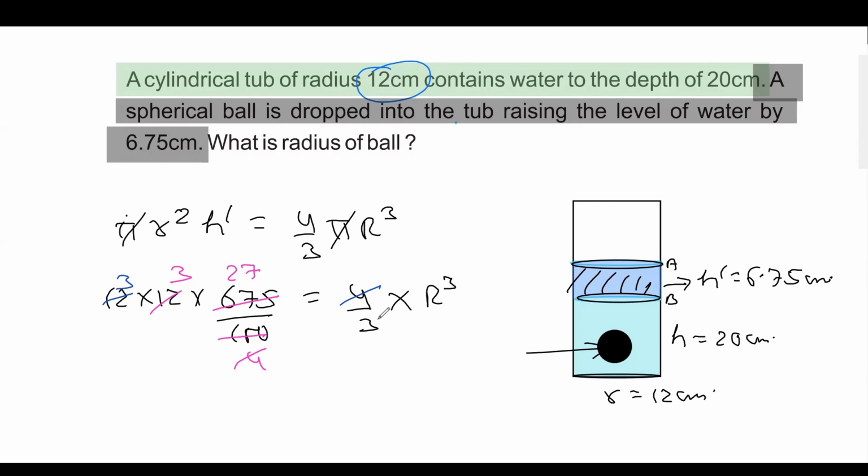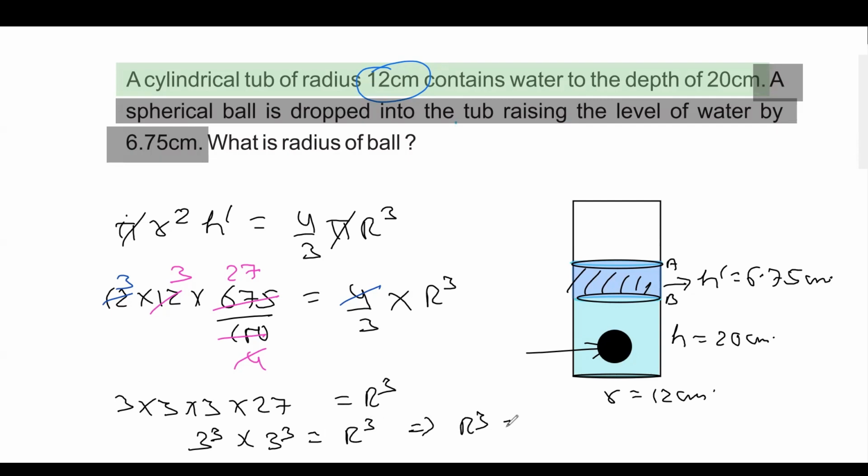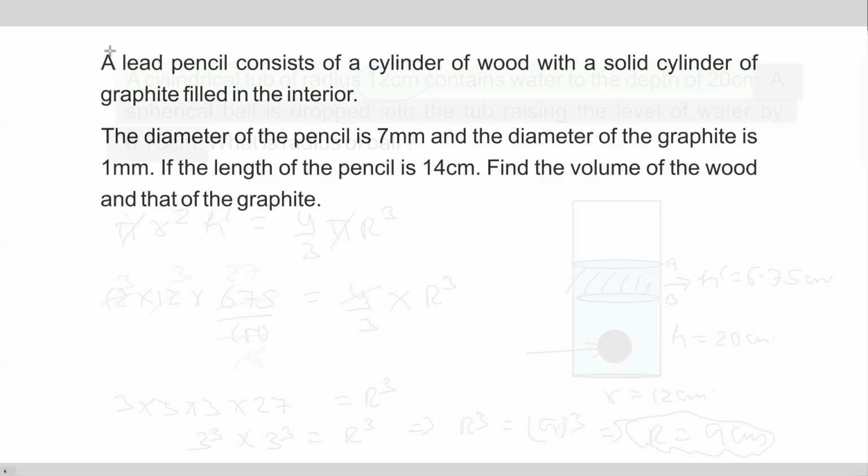Now, transposing this 3 to the left hand side, you can figure out that there is one additional 3 on the left hand side. And then 27 is equal to R cube. But we have to get R, so we have to find the cube root of this. This 3 can be written as 3 cube, and this 27 can also be written as 3 cube, which is equal to capital R cube. So R cube can be written as 3 into 3, that is 9, whole cube. That gives you the radius as 9 centimeter. That should be the answer for this question.